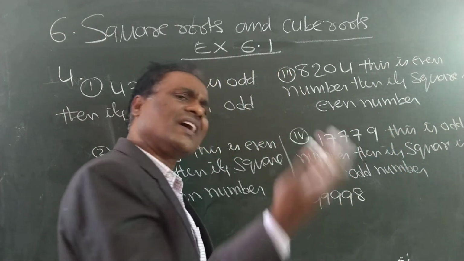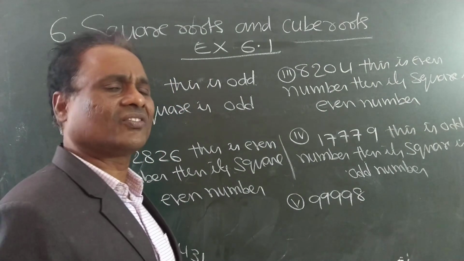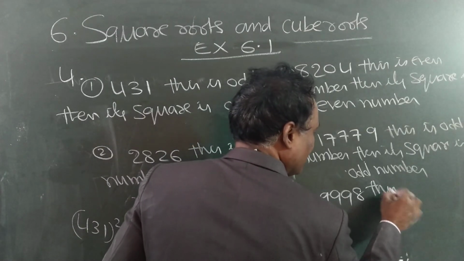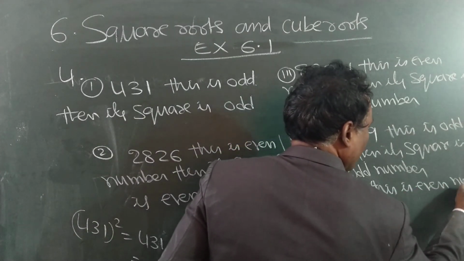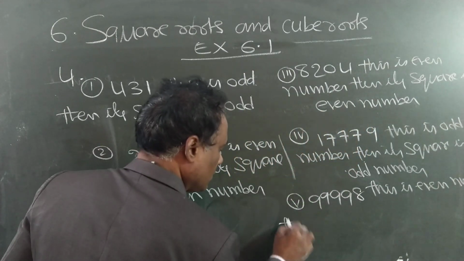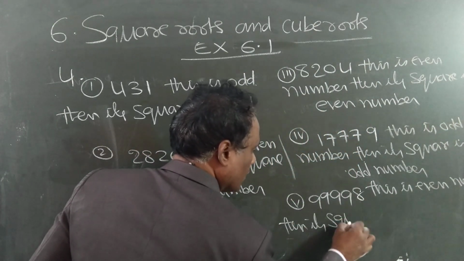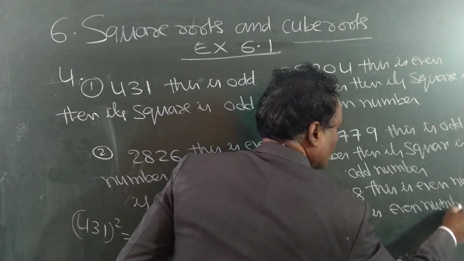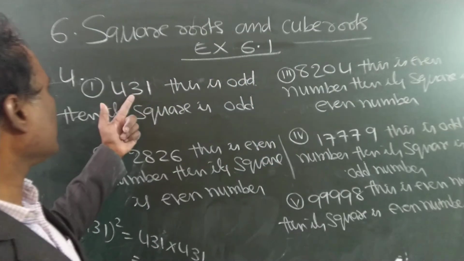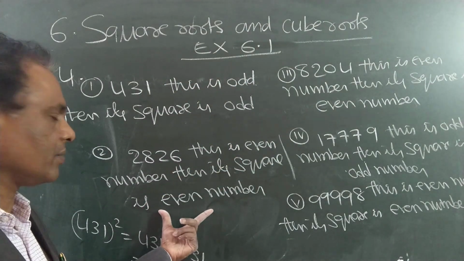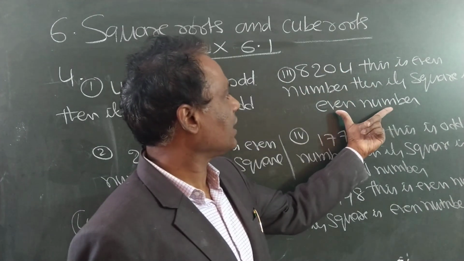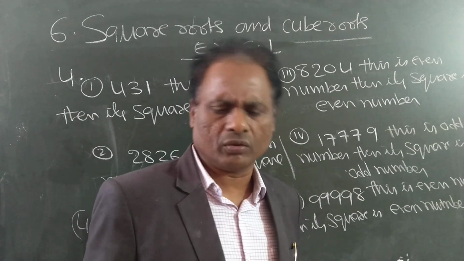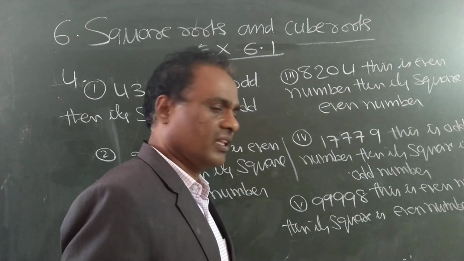If a number is odd, its square is also odd. If a number is even, its square is also even. This is an even number, so its square is also even. I give the notes to students. If the number is odd, the square is odd. If the number is even, its square is even. Like that, simple. You do it and complete this bit.